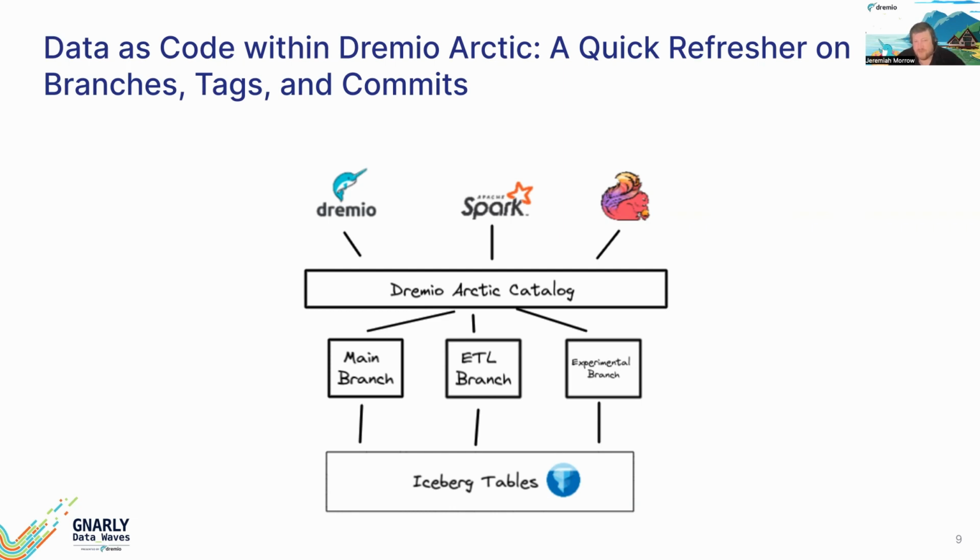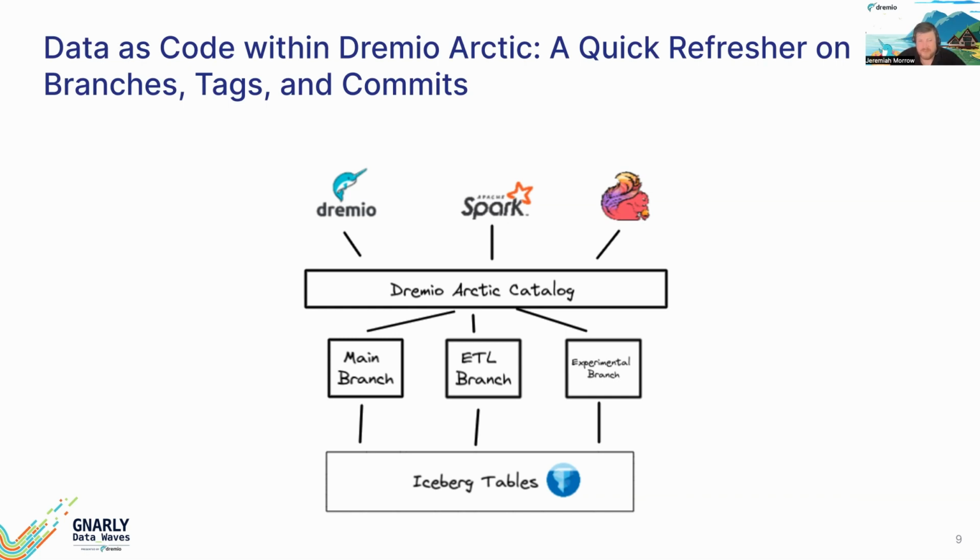Dremio Arctic uses three capabilities that we're going to talk about a little more. Those are branches, tags, and commits. Branching, tagging, and committing makes it really easy to develop, test, and deploy high quality, accurate, and consistent views of the data, and to make that data easily available to data consumers to join and query. I covered a lot of these concepts in a webinar last month on data as code. This is more of a refresher, so feel free to look that up and watch it on demand. But I'm going to go through them right now very quickly.